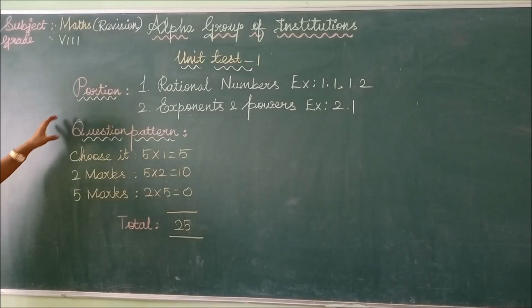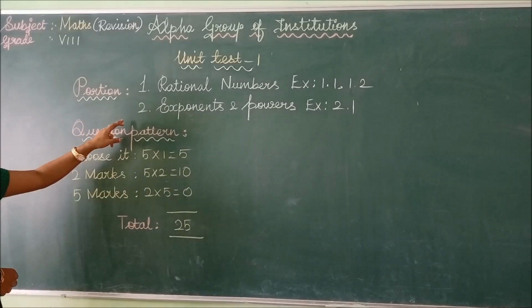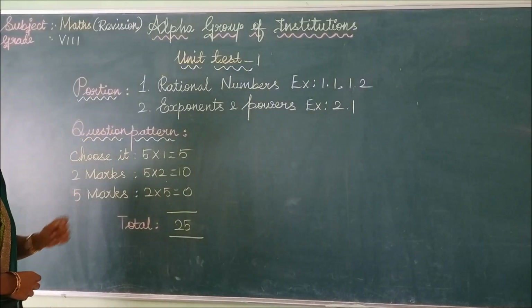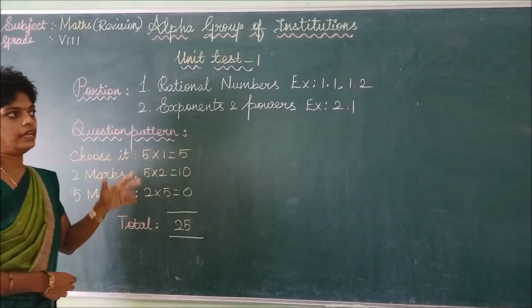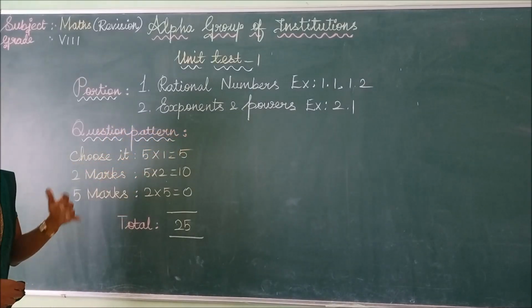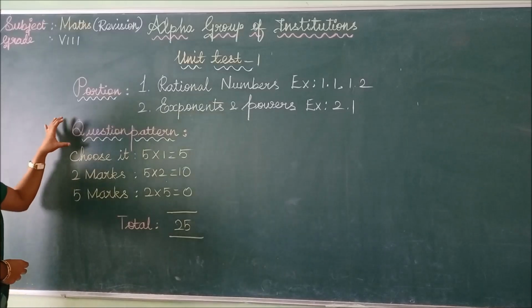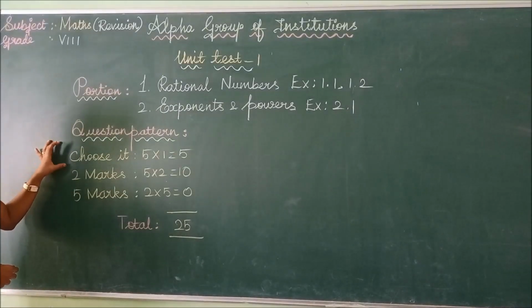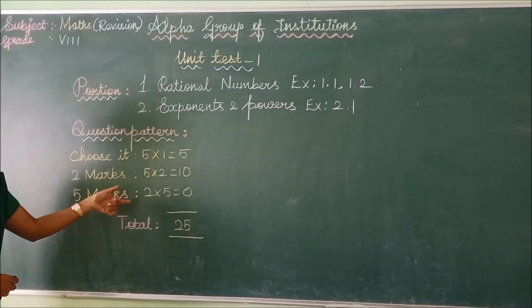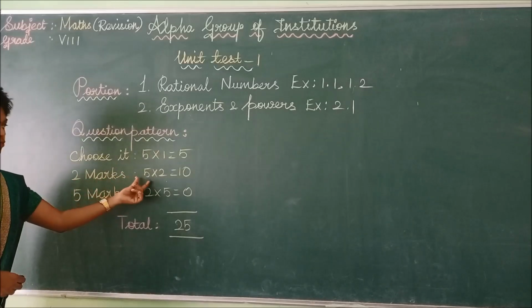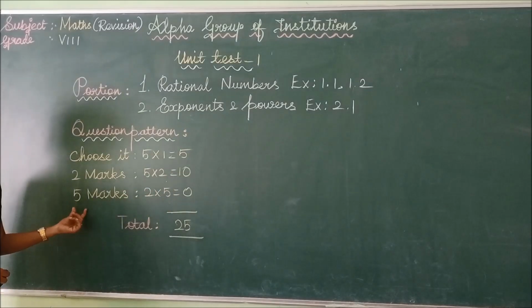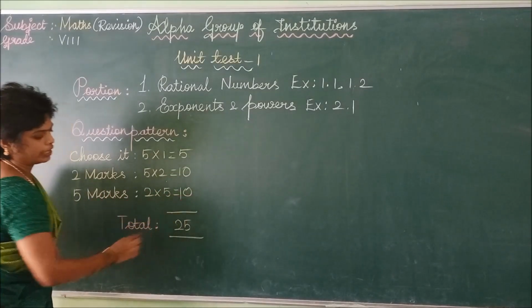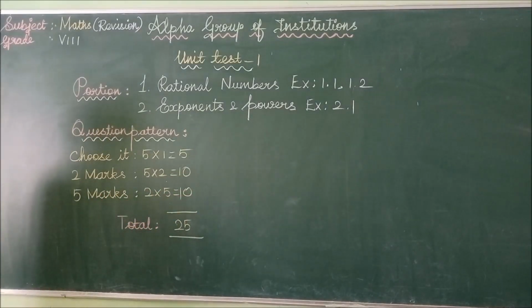So for that, the portions will be rational numbers, exercise numbers 1.1 and 1.2. The second one is exponents and powers, exercise number 2.1, up to what we have taught you. The question pattern is: choose the correct answer, 5 into 1 which is equal to 5 marks, and 2 marks: 5 questions will be given, 5 into 2 which is equal to 10 marks, and 5 marks: 2 into 5 which is equal to 10, totally 25 marks. For 25 marks you are going to write the examination.